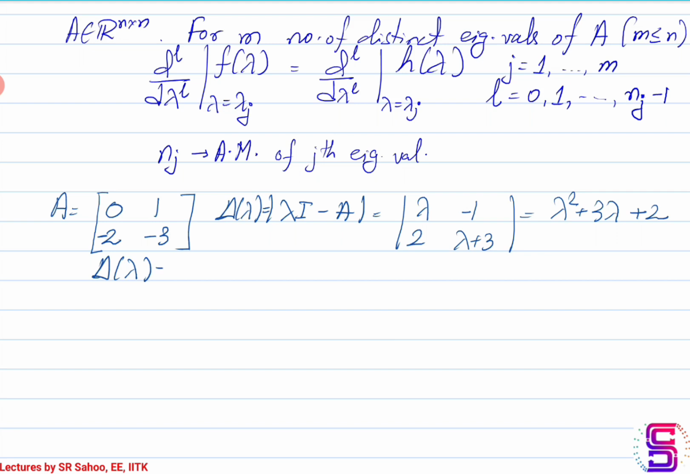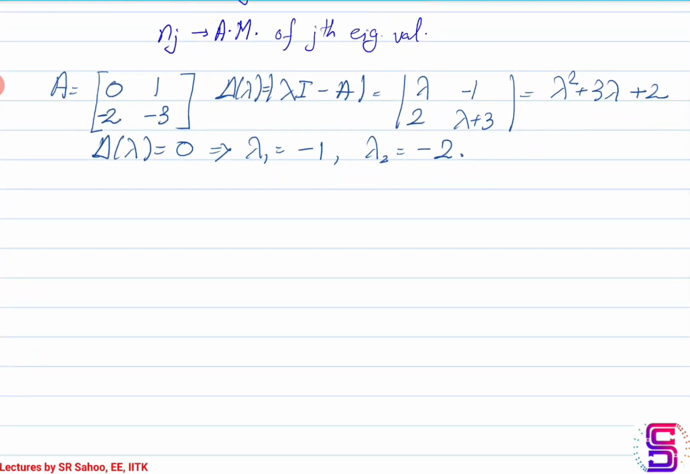So if I equate my characteristic polynomial to 0, what I get is that my eigenvalues are minus 1 and minus 2. Okay, I suggest that you verify this. This is what we get. Now, before we proceed, please note that algebraic multiplicity in both cases is equal to 1, and the number of distinct eigenvalues that you have is equal to 2, which is also equal to the order of the matrix or the degree of the characteristic polynomial.